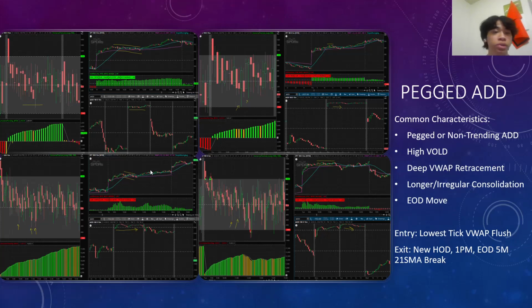However, if you do believe that there'll be continued strength on that day, then you can ride it out, just ride the 5 minute 21 SMA. So the blue line is the 21 SMA on the 5 minute chart, and you see on the days that it works, riding the 5 minute 21 SMA will usually let you capture most or a majority of the move.